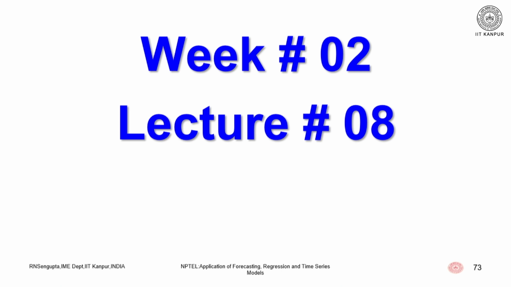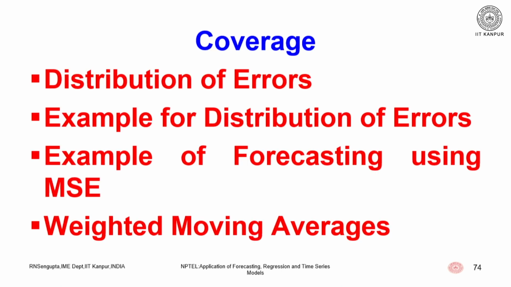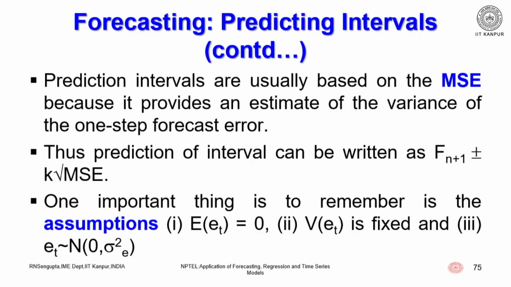So, what is the coverage for this lecture? We will consider the distribution of errors and we will plot those errors. We will consider examples of distribution of errors, again as needed. We will consider an example of forecasting using mean squared error and go into details, starting the idea of weighted moving average, which will continue for a few lectures at least. Then the forecasting prediction intervals, which we are considering further on. Prediction intervals are usually based on mean squared error.